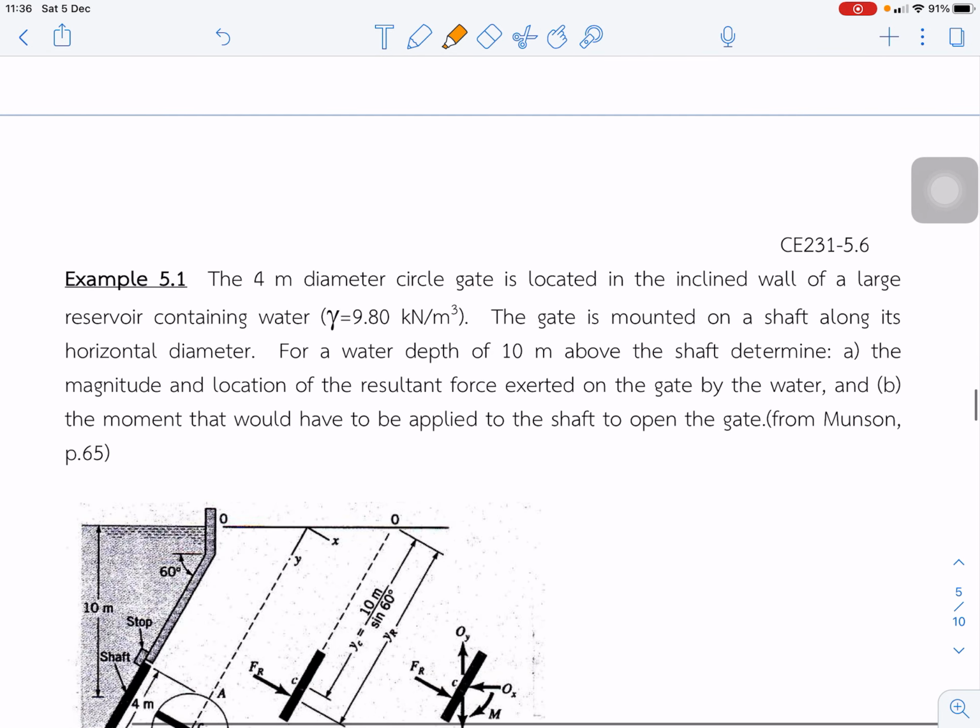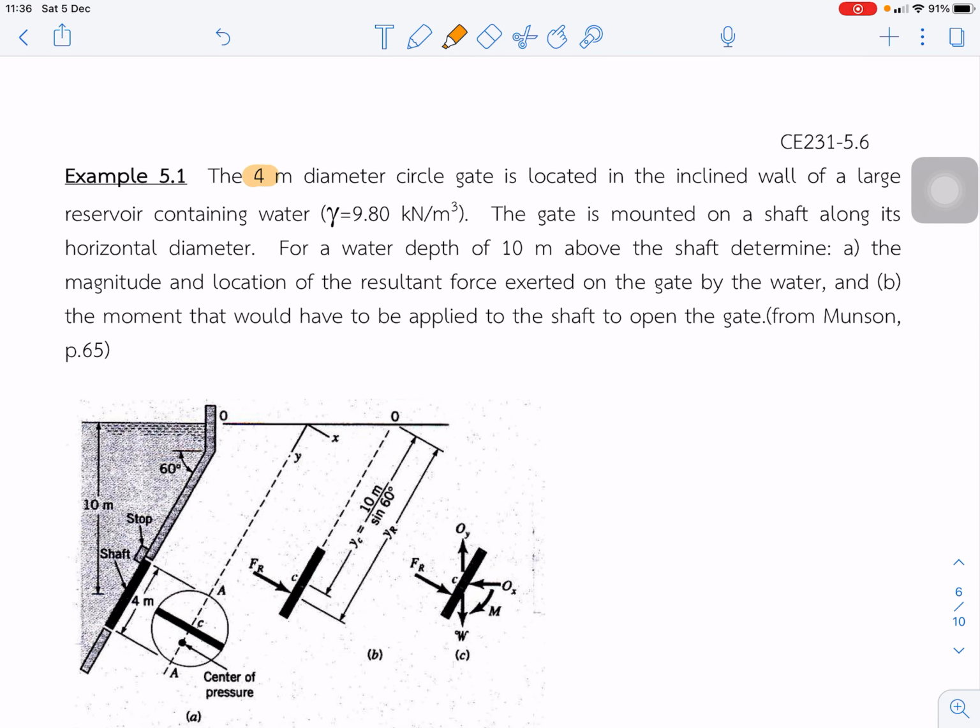In the next example, we have a 4-meter diameter circular gate located in the inclined wall of a reservoir containing water, with specific weight gamma of water. The gate is mounted on a shaft along its horizontal diameter, and the water depth is 10 meters above the shaft. Determine A, the magnitude and location of the resultant force exerted on the gate by the water, and B, the moment that would have to be applied to the shaft to open the gate.